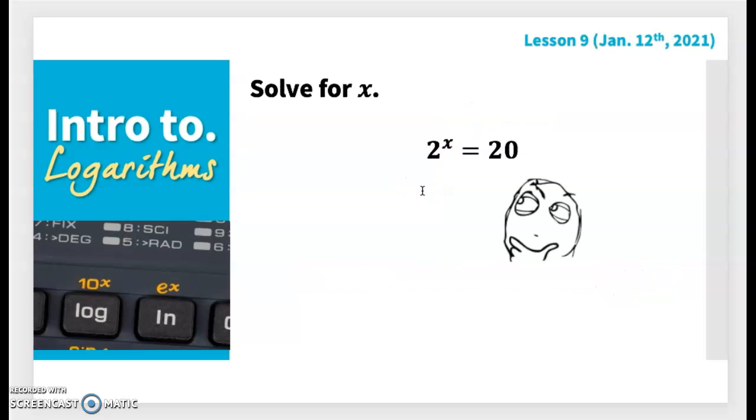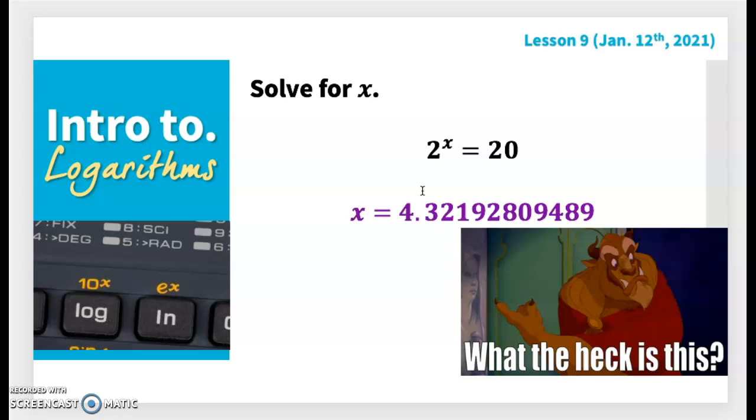All right, so now let's try a more challenging problem. What is the value of x here? In other words, what number can you multiply 2 by itself multiple times in order to get 20? Don't know. So obviously that was a bit of a trick question. I would never expect you to know this unless you're an absolute math wizard.